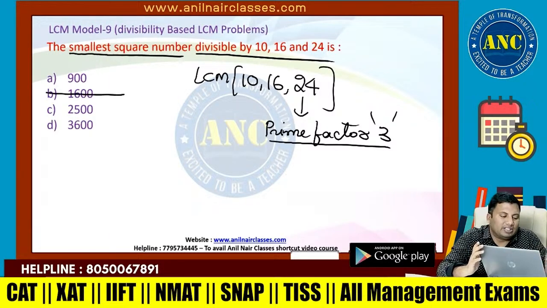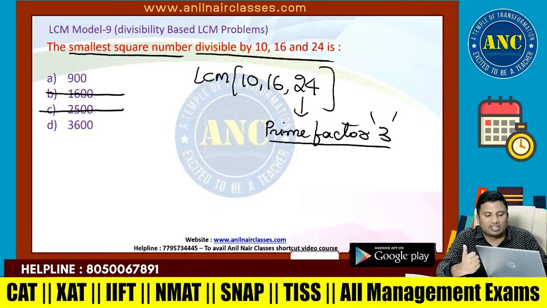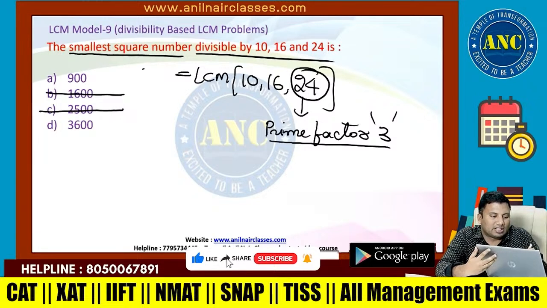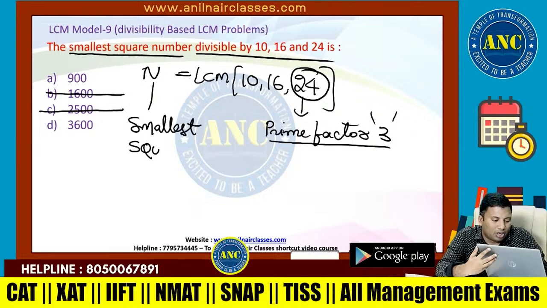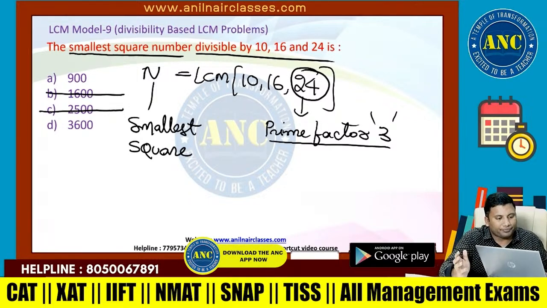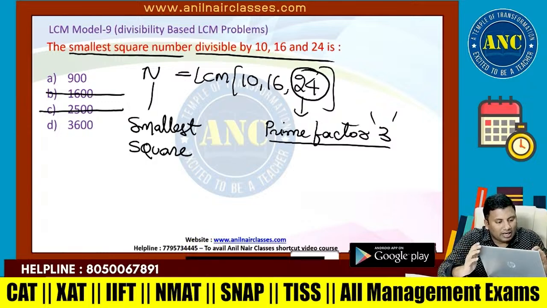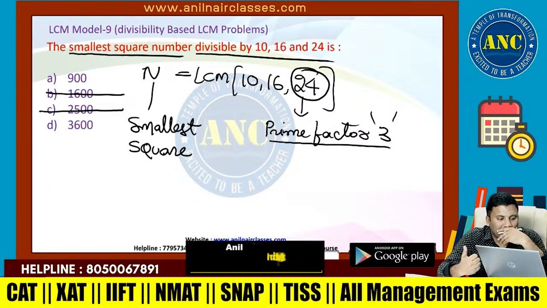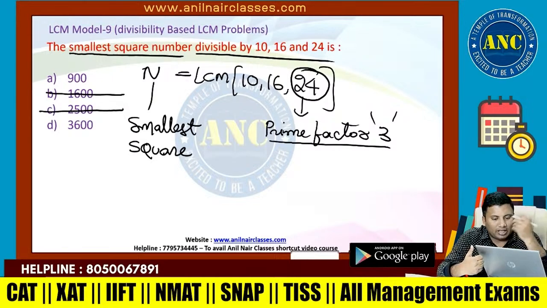16, sum of the digits is 7. 2500, sum of the digits is 7. Here one number is divisible by 3. So left hand side, this smallest square should also be divisible by 3. So 2 are out. 900 is remaining and 3600 is remaining. Now see here. What is left in these? Let me take 900.